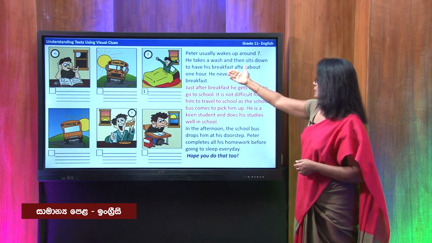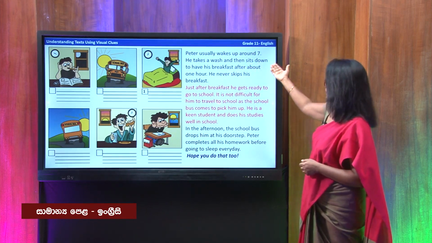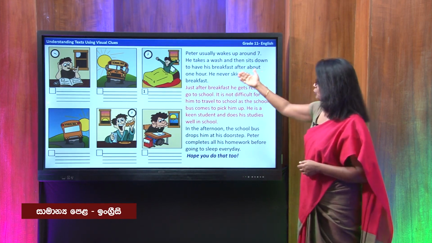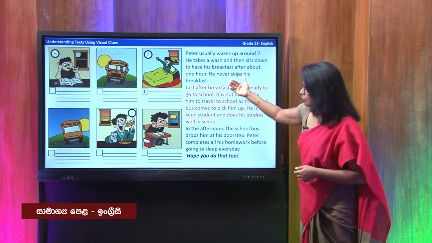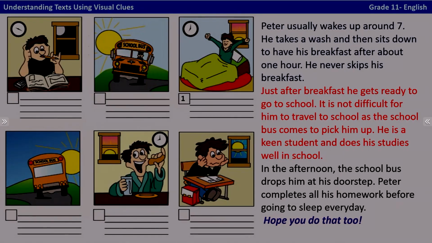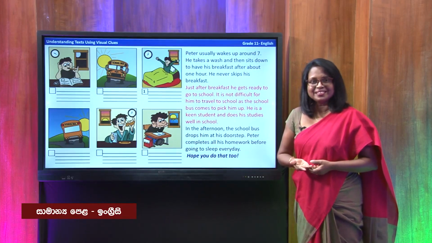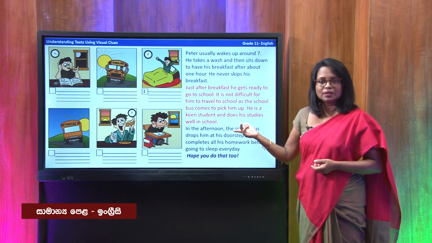Okay, then he takes a wash and sits down to have his breakfast after about 1 hour. Any picture showing him having his breakfast? Okay, there is one picture. Peter is eating. Are there any more visual clues for you to understand what's happening? Yes, can you see the time on the clock?